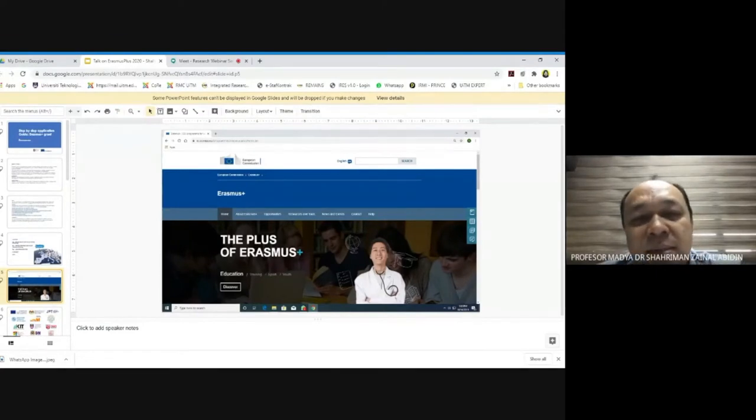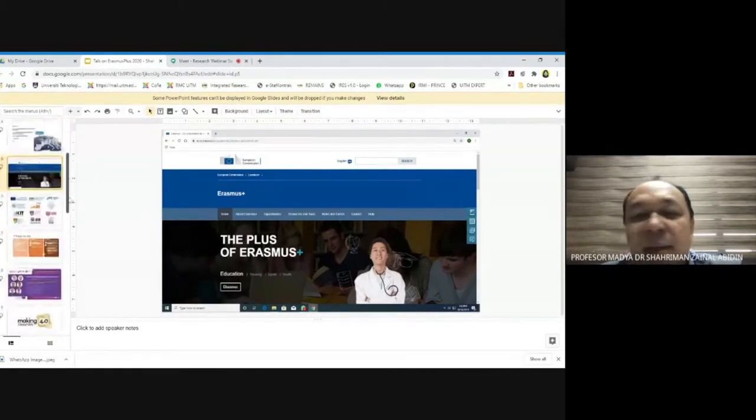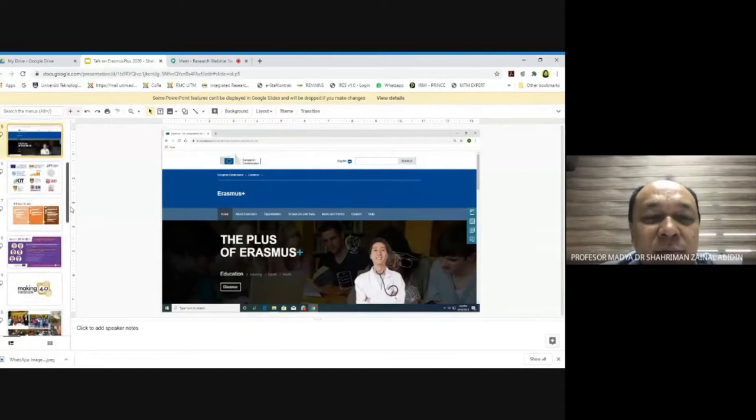Erasmus Plus grant is a grant to encourage or to support education, training, sport and youth. Those are the four areas that will normally be given emphasis by the European Commission when they want to grant you an Erasmus Plus grant.